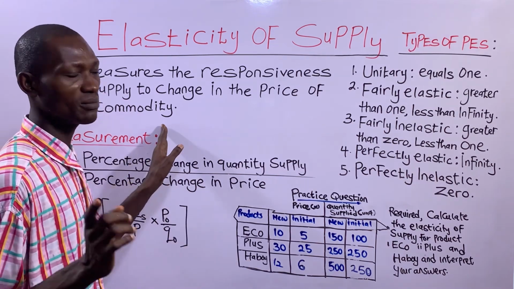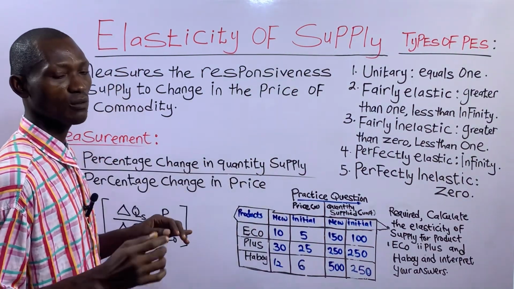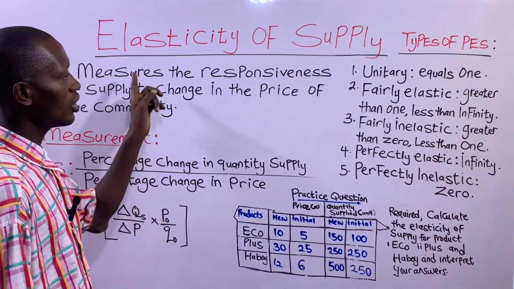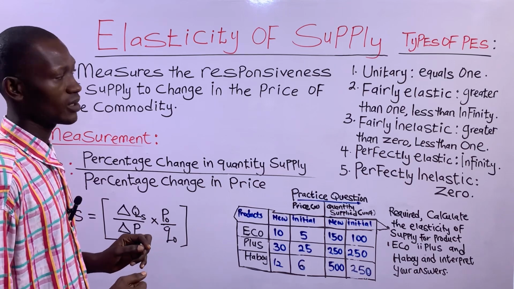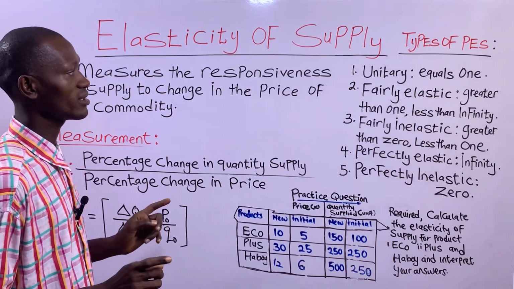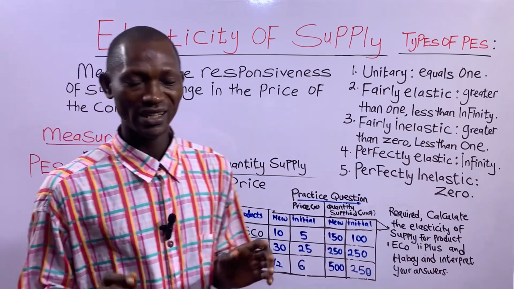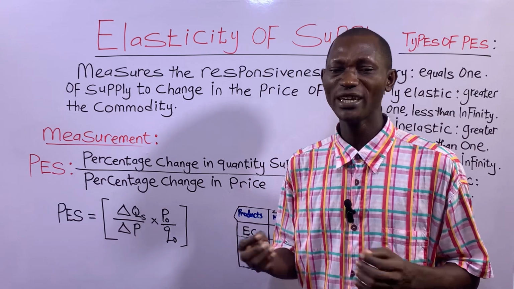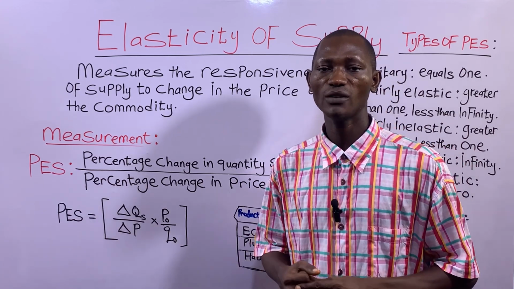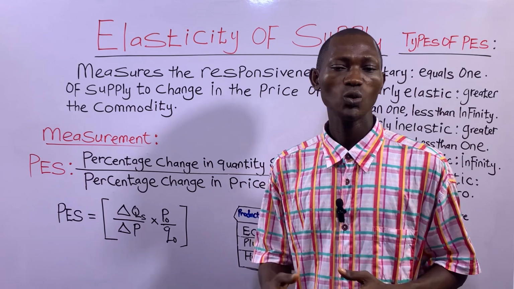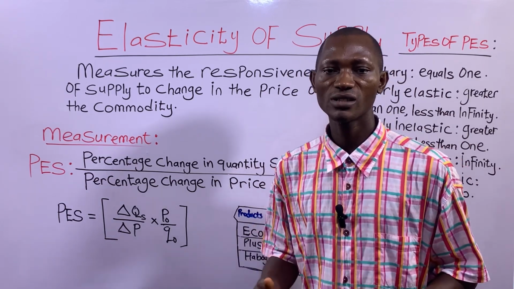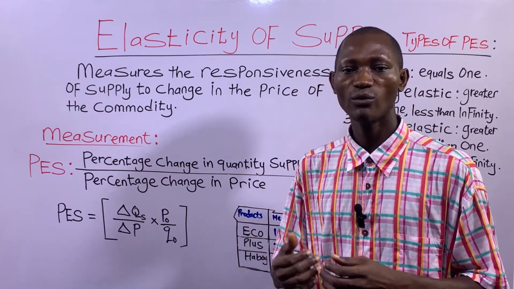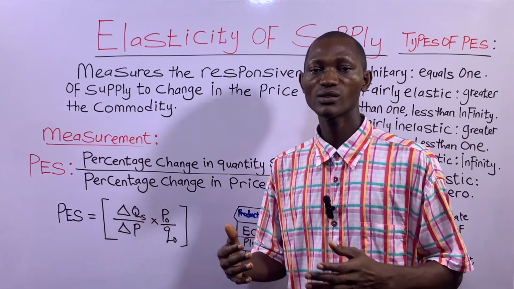So the concept that talks about how the quantity supplied of the commodity will react to change in the price of the commodity is called price elasticity of supply. Don't forget, I did say that the only type of elasticity of supply that we have is price elasticity of supply. Here we are saying that price is the major determinant of the quantity supplied of a commodity, because price and quantity supplied have a positive and direct relationship. It means when price rises, quantity supplied rises, and when price falls, quantity supplied falls.